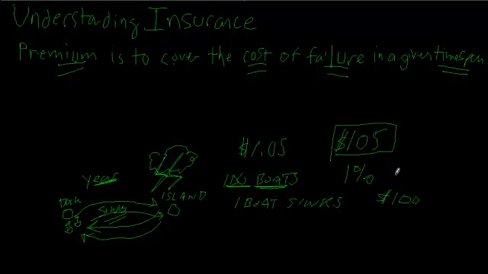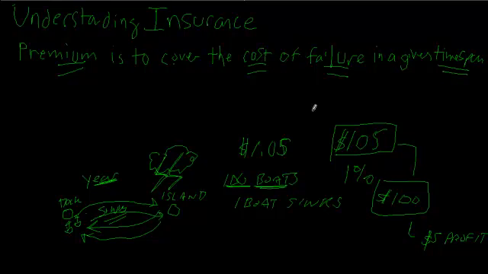Now, let's say a year goes through, and one of the boats does in fact crash, and so they have to dole out $100. They dole out the $100, and they're left with $5 profit. That's fine. All the boat owners are happy because they only had to pay about $1 to insure against the risk, and they have peace of mind. They know that if they're out there in the storm and their boat crashes, they're covered by the insurance.